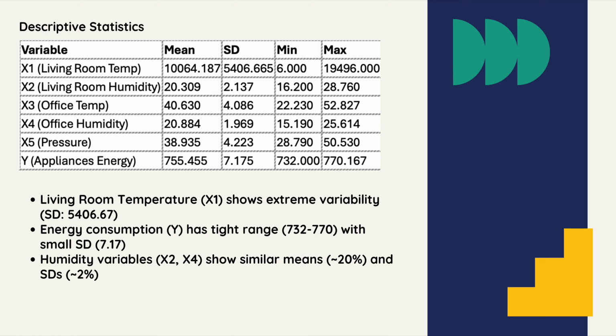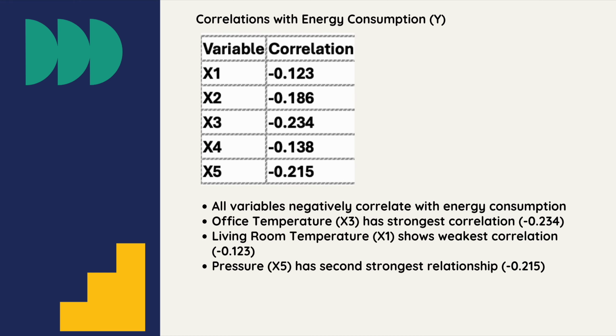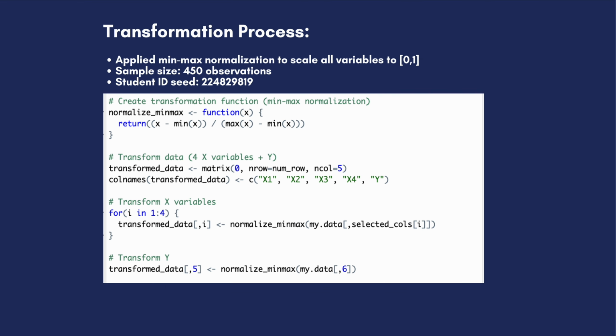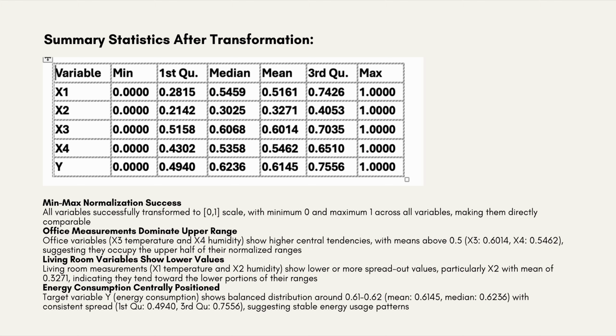Our analysis shows extreme variability in the living room temperature with a standard deviation of 5,406.67, while energy consumption maintains a tight range of 732 to 770. All variables negatively correlate with energy consumption, with office temperature showing the strongest correlation at -0.234. We normalized all variables to a 0 to 1 scale for fair comparison and a sample size of 450.